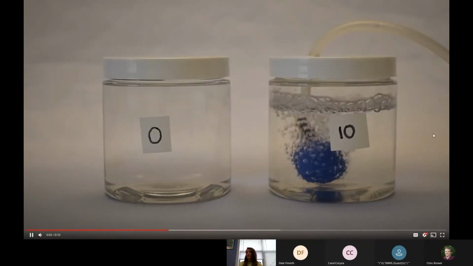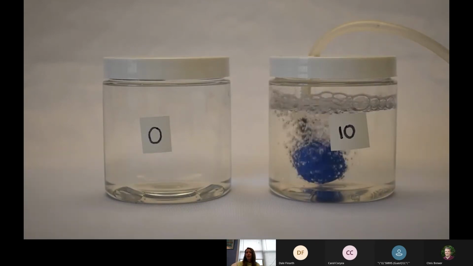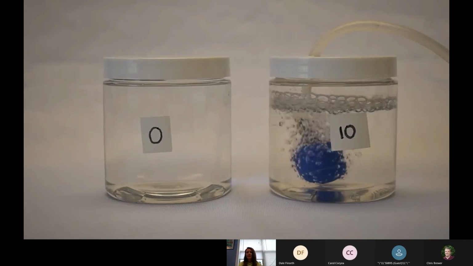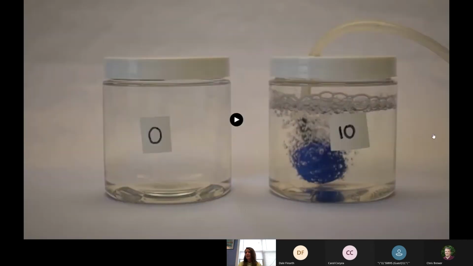So take another guess. Which of these jars do you think has more oxygen? Easy guess. Yeah, so we have a lot of oxygen going in. We can see that there's a lot of bubbles.